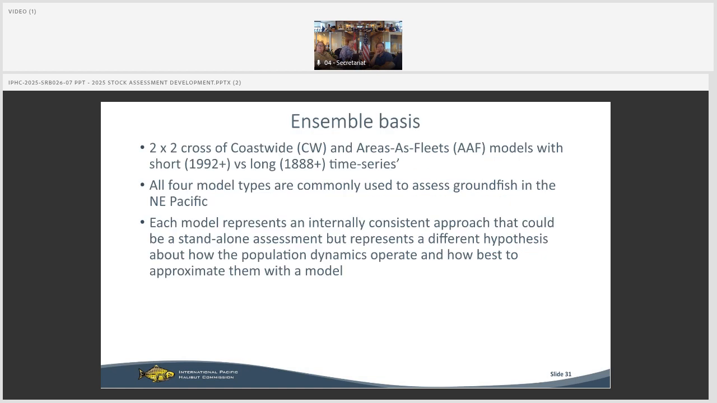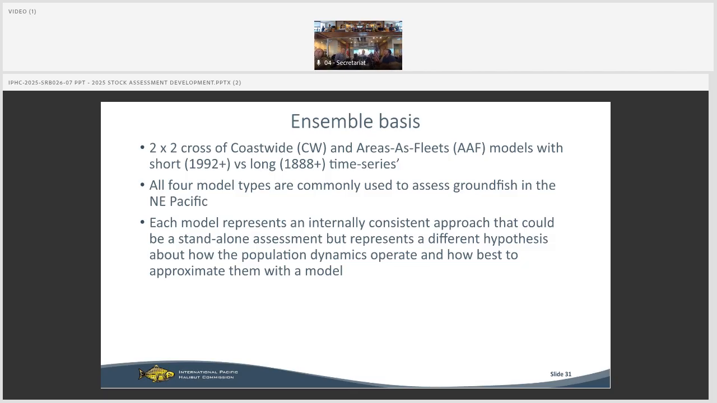As I mentioned, it's a 2x2 cross. The short models start in 1992, and we choose 1992 because 1993 is the first year in which we have a geostatistical model and a full survey index for the coast. So basically, 1992 is the beginning year when we have square data sets across all the sources. We have all sources of mortality, a comprehensive survey, and all the fishery data. In many places, you'd look at your data sets and say, this is the first year we can really create a rock solid model.